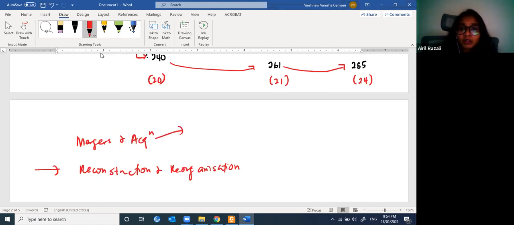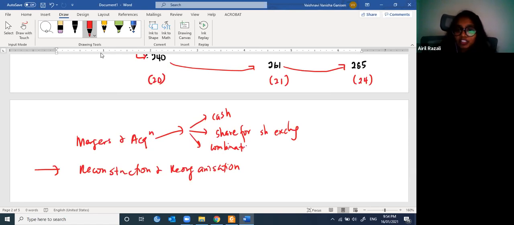Especially when you have acquisition, you have 3 different types of acquisition. You have cash basis, you have share for share exchange, and you have a combination method. Combination means you can have a cash plus share for share exchange. This is, I think, the most difficult part.